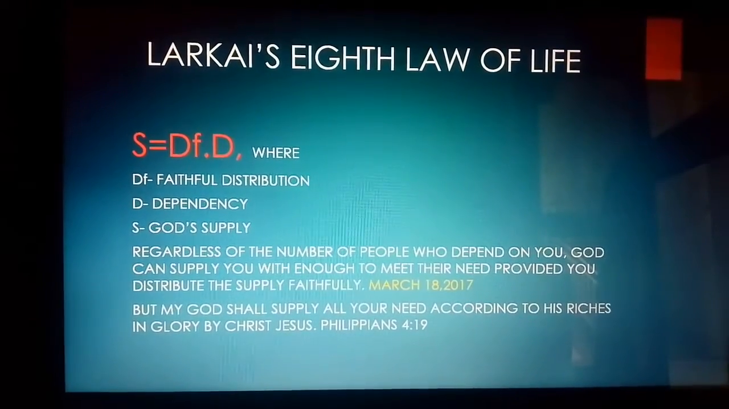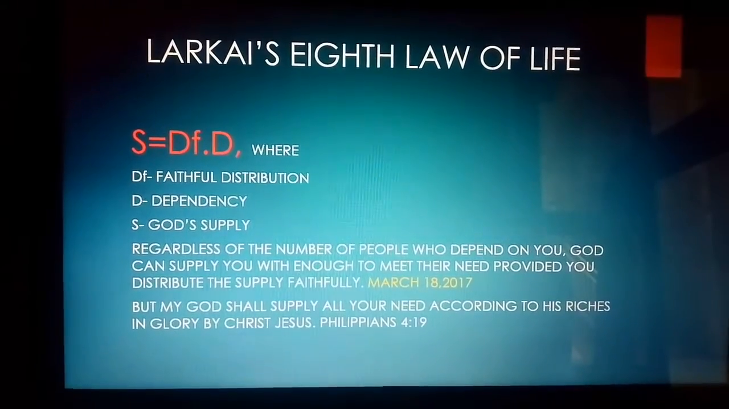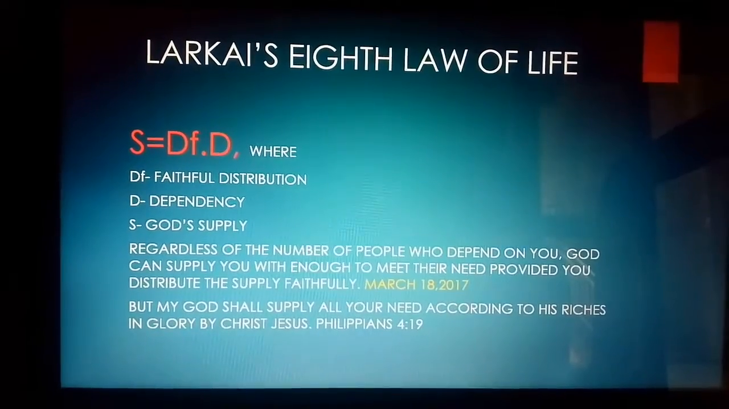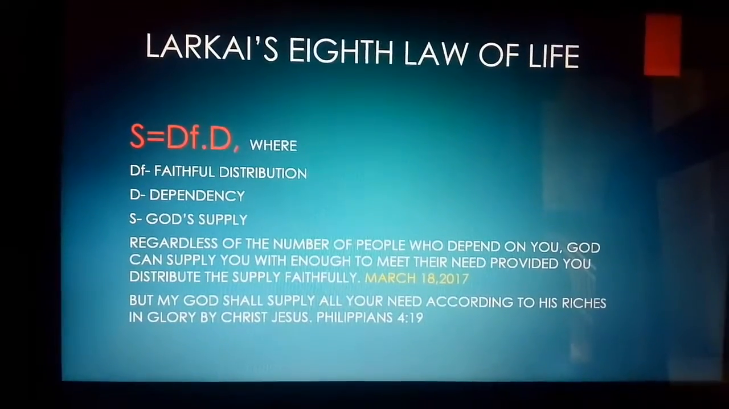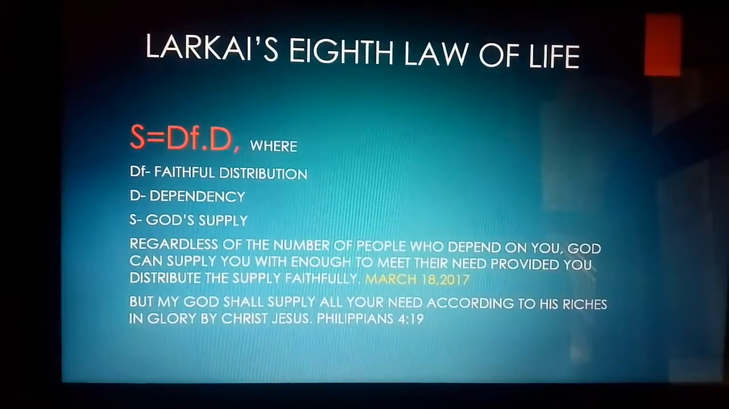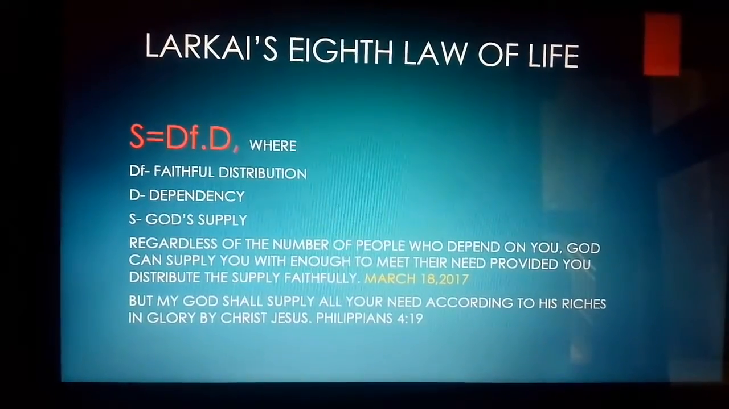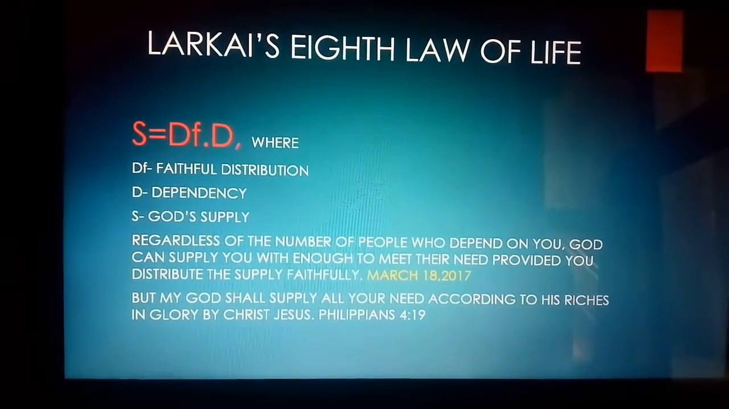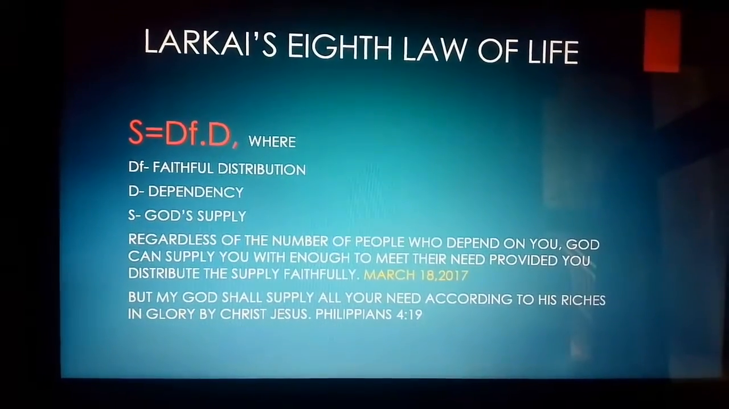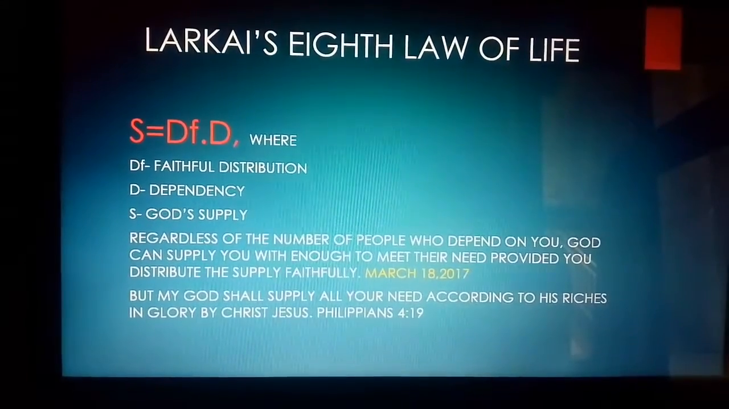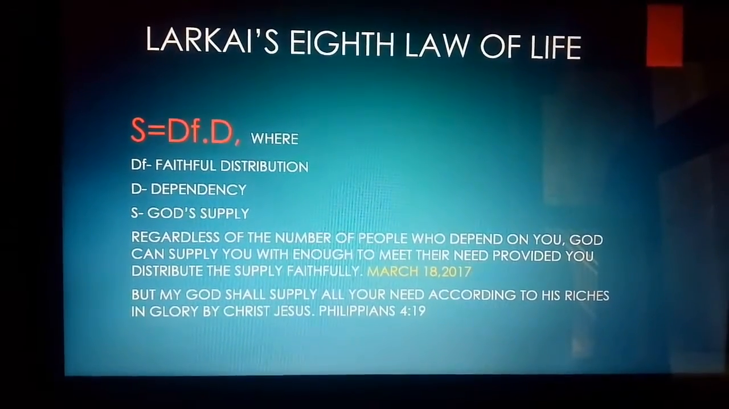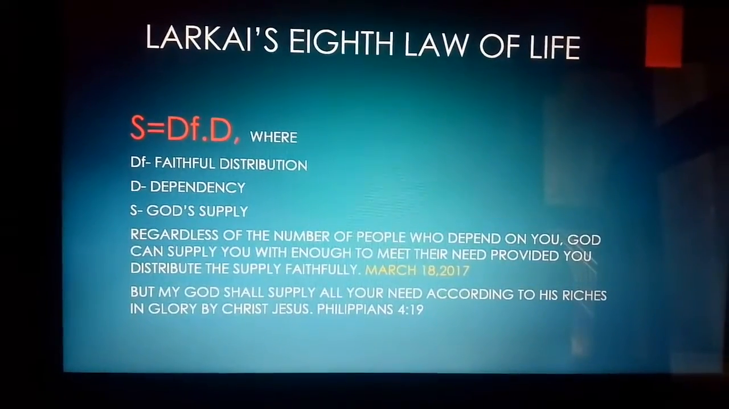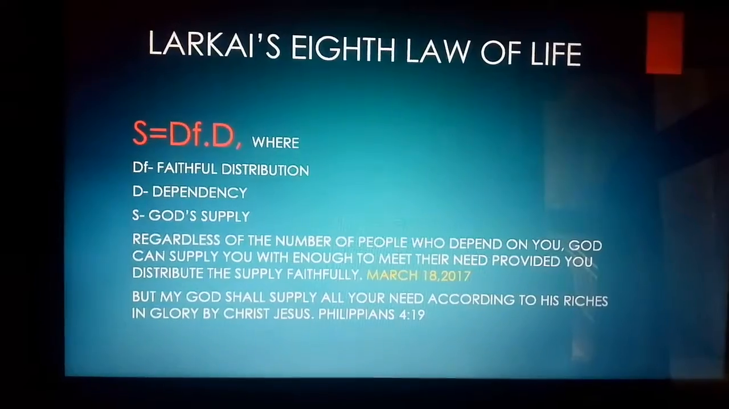what I'll need to meet their need, because one principle is working, and that principle is what I have expressed above, that regardless of the number of people who depend on you, God can supply you with enough to meet their need, provided you distribute the supply faithfully. And this expression was inspired by Ephesians 4:19. "But my God shall supply all your need according to his riches in glory by Christ Jesus."